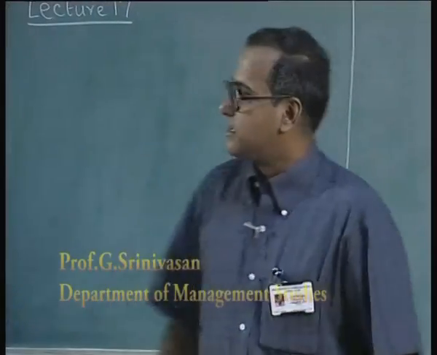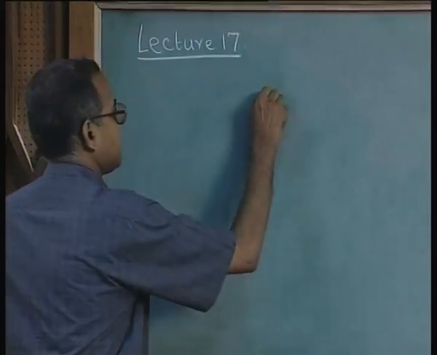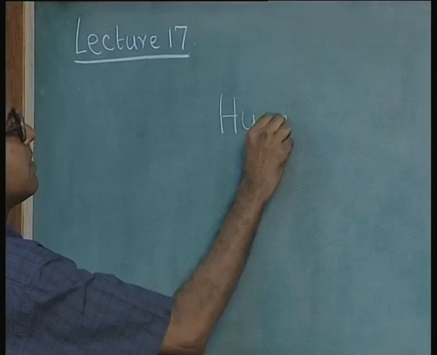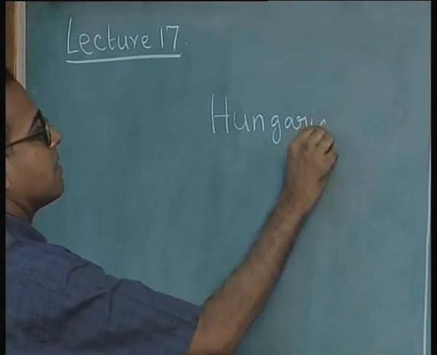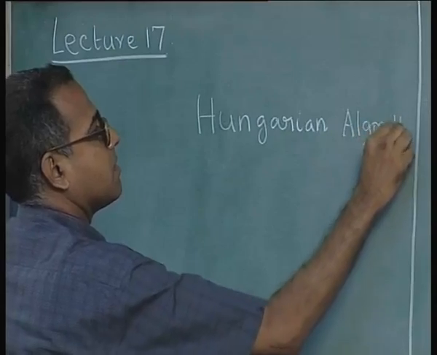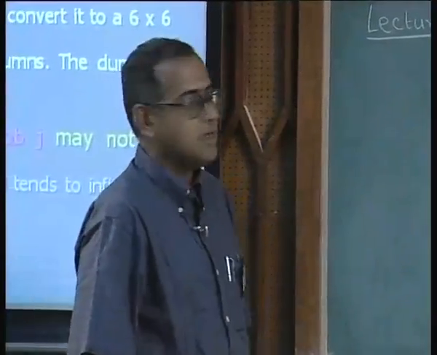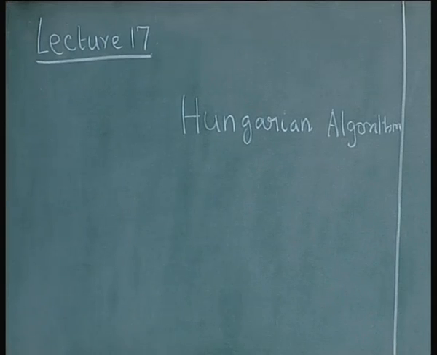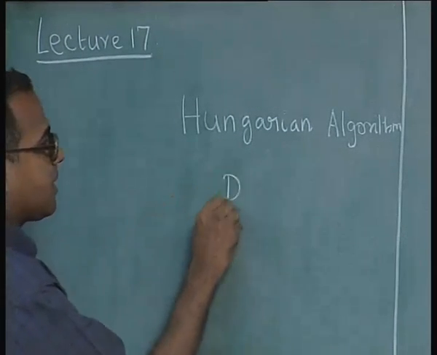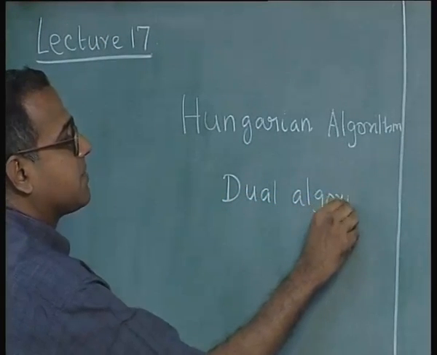We begin this lecture continuing our discussion on the assignment problem. We have already formulated and solved the assignment problem using the Hungarian algorithm. We have also seen how the Hungarian algorithm works and how it provides the optimal solution to the problem. We have also shown that Hungarian algorithm is an example of a dual algorithm like dual simplex.